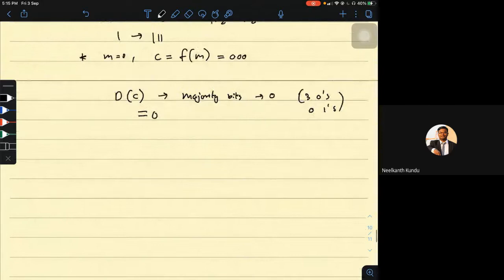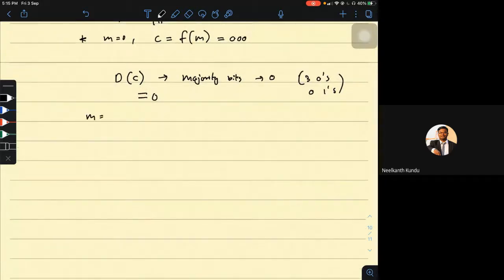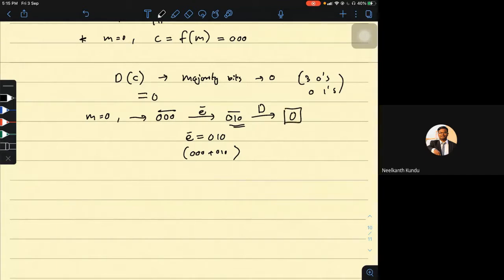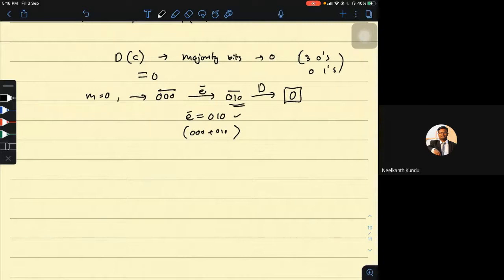But say I have an error. I start with message 0. This is encoded to string 000, and some error is added. Say the error is 010. This gives me the erroneous string, 000 plus 010, which is 0, 1, 0, and this needs to be decoded now. So we find the majority of bits. 0 has the majority, so this will be decoded to 0. And so this will be correctly decoded despite having an error E.